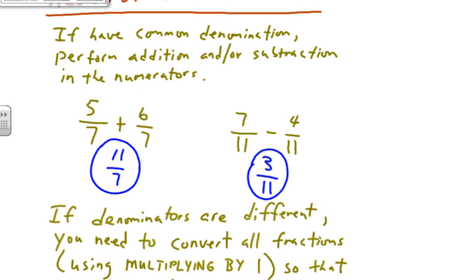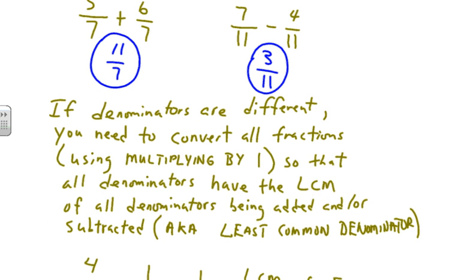your denominators are different, you need to convert all fractions, and I'll talk about what I mean by multiplying by 1. You need to convert all fractions so that all denominators have the least common multiple of all the denominators being added and subtracted in the problem, okay? Also known as the least common denominator.